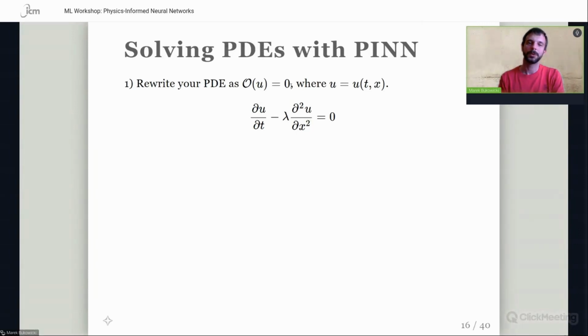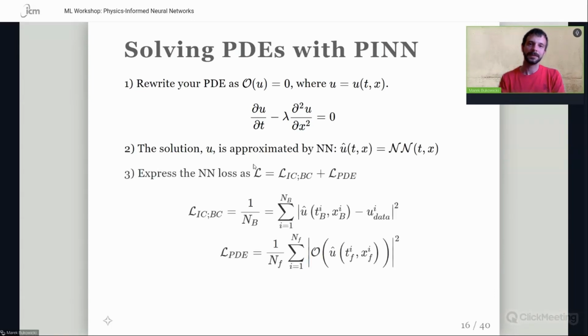Yeah, so what we do step by step now, more practically, is we need to write our conditions. Typically, we need to get a form where an operator over U is equal to 0. So here is a simple heat equation in 1D. Thus, the solution is approximated by a neural network, and here we'll add a hat on the approximations. The neural network takes time and space and returns the estimate. And then we have a loss. There's initial condition and boundary constraints.